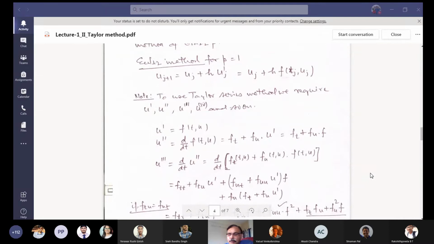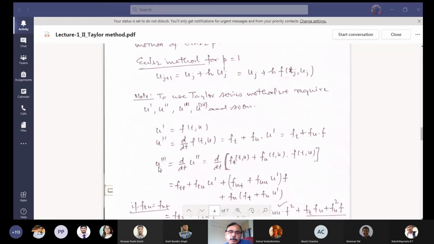Okay, so I have opened that chain rule one. So u prime is given as f of t, u, right? Are you able to hear? Yes, sir. Okay. And then what will be your u double prime? Up to this I think I have told on the last one. It will be your d by dt of f(t,u), that is your f_t plus del f by del u, and then du by dt, that is your u prime. So it is f_t plus f_u into u prime, that is f, so it is f_t plus f_u f.